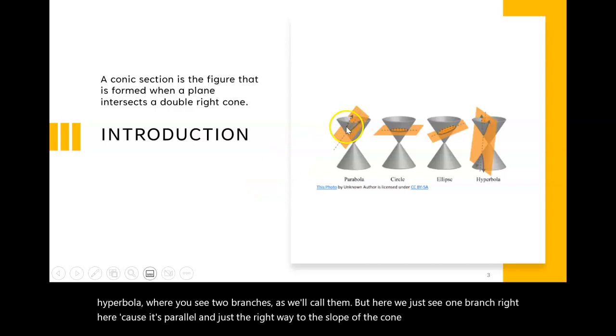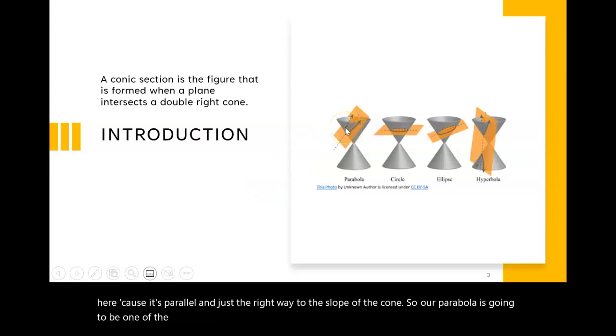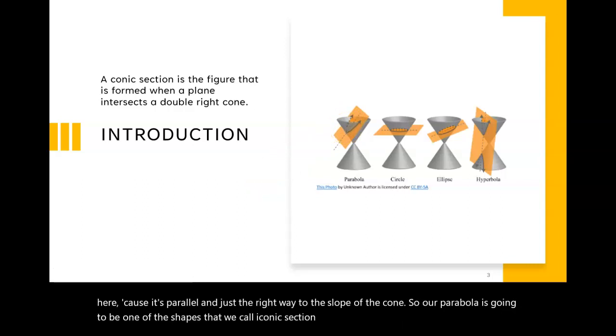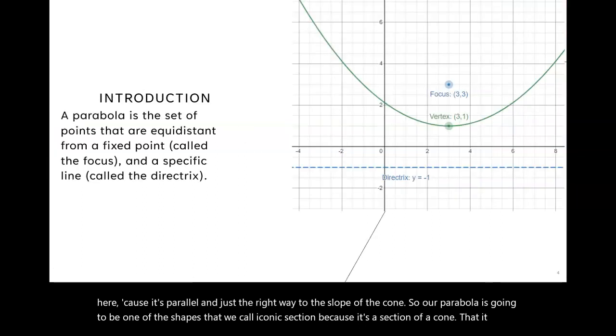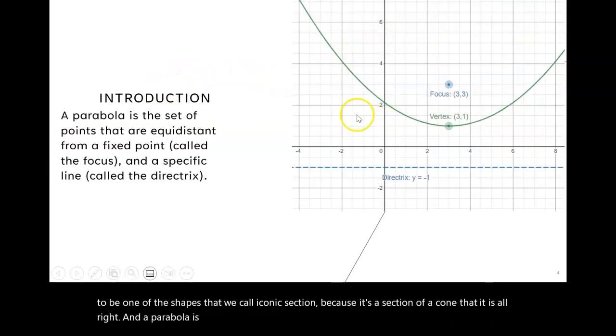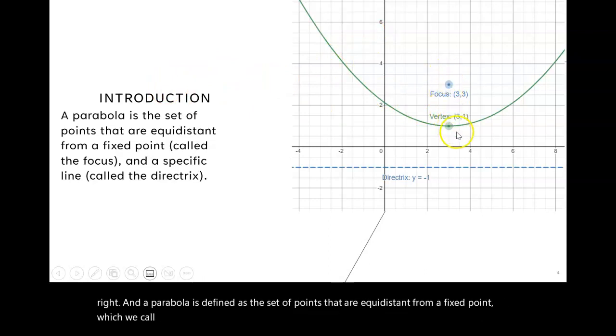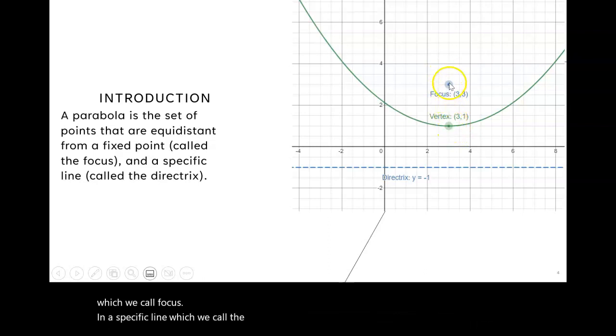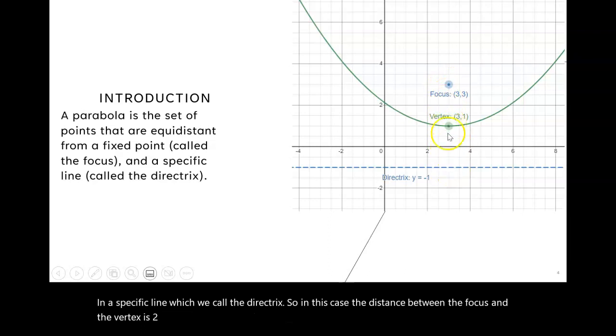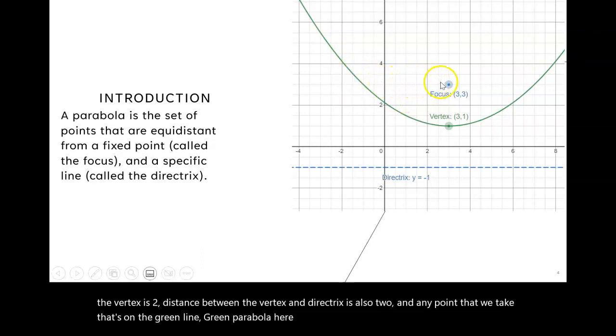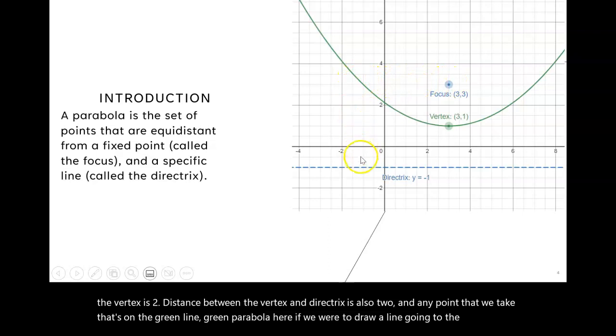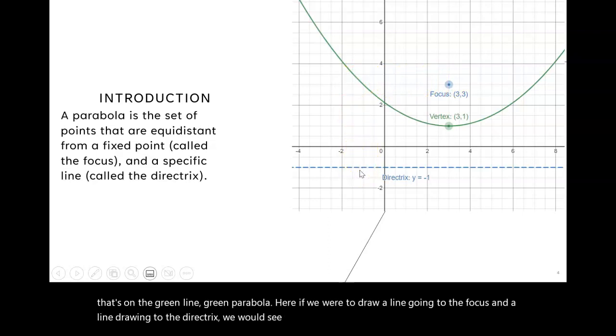So our parabola is one of the shapes that we call a conic section because it's a section of a cone. A parabola is defined as the set of points that are equidistant from a fixed point, which we call the focus, and a specific line, which we call the directrix. In this case, the distance between the focus and the vertex is 2. The distance between the vertex and directrix is also 2. And any point that we take on the green parabola, if we were to draw a line to the focus and a line to the directrix, we would see that they're the exact same distance.